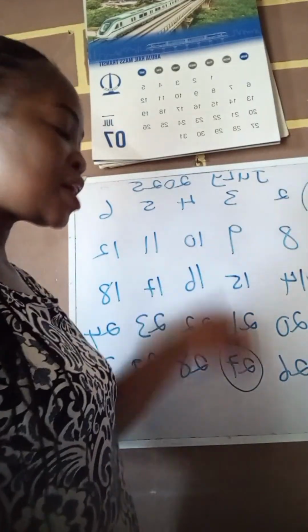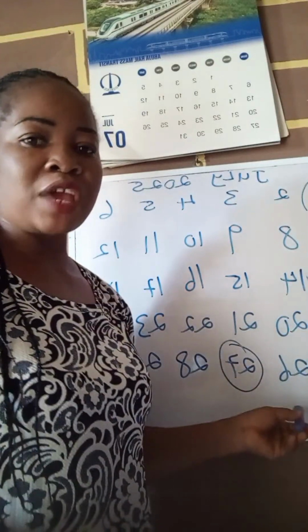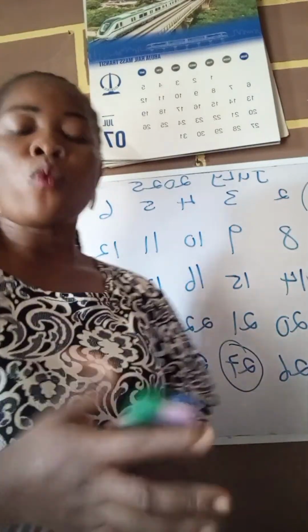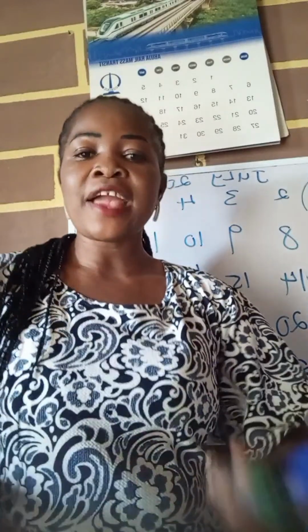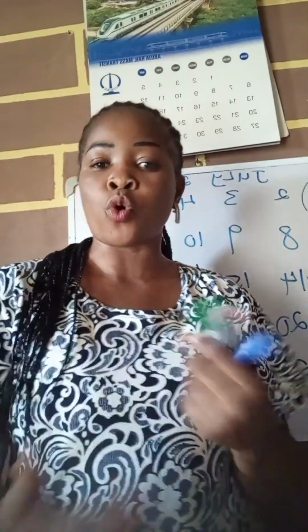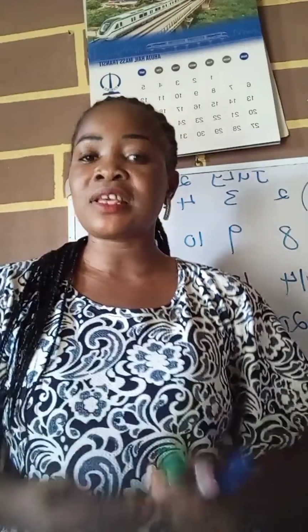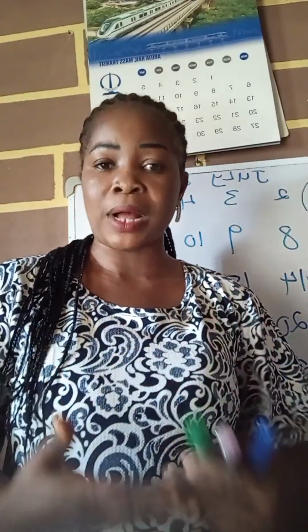Now, from this calculation, you will agree with me that this woman has a 26-day cycle. What is the meaning of cycle? Cycle means how many days it takes for your period to come out again. So for this woman, it takes 26 days for her period to come out again.